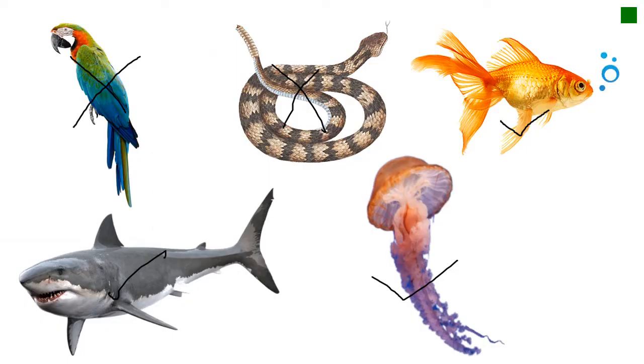Let's take a look at these animals and classify them as fish or not fish. Let's start. Here we have a parrot. Is it a fish? No, it's not. Here we have a snake. Is it a fish? No, it's not. Here we have a goldfish. Is it a fish? Yes, it's a fish. Here we have a shark. Is it a fish? Yes, it's a fish. Here we have a jellyfish. Is it a fish? Yes, it's a fish.